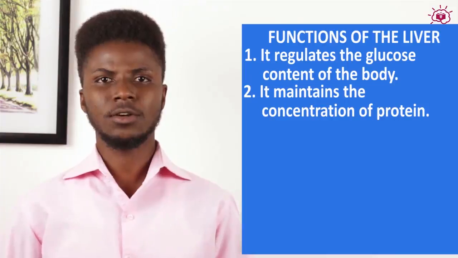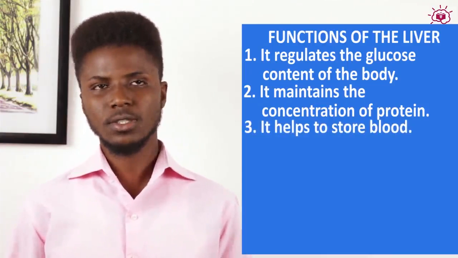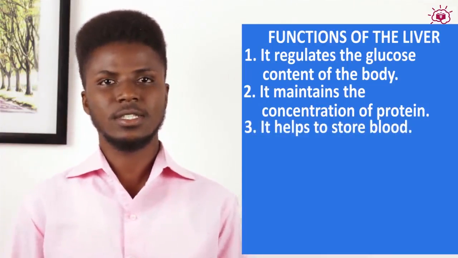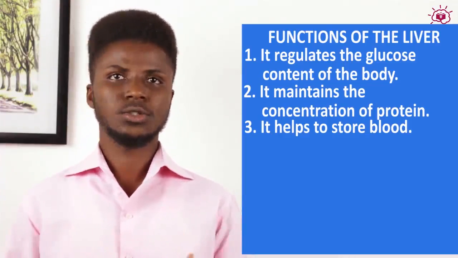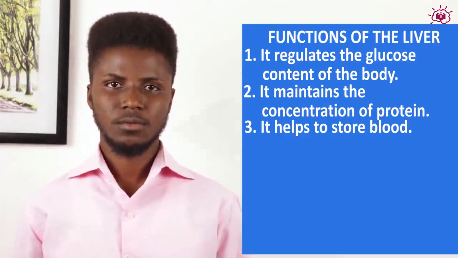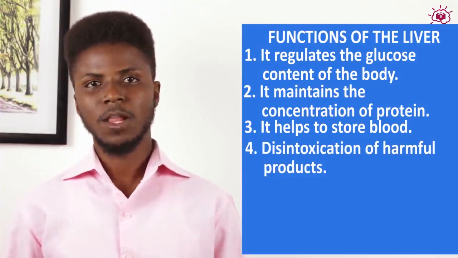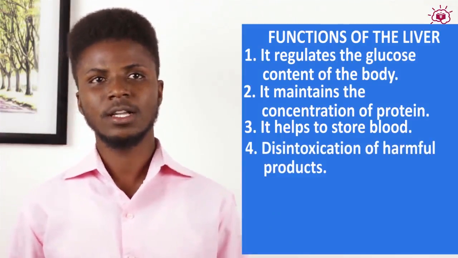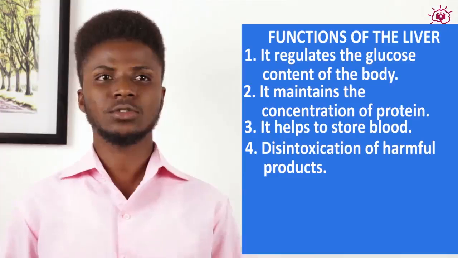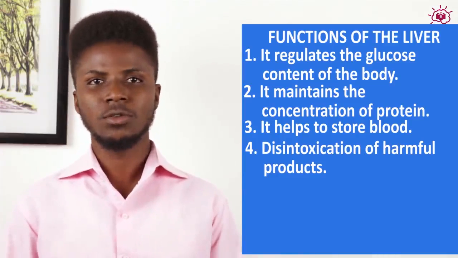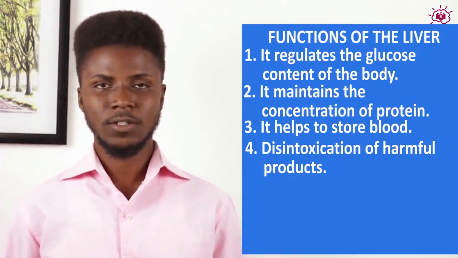Another thing the liver does is that it helps to store blood. After blood has been produced and blood is in excess in the body, the liver helps to store this tissue that is important to life. Another function the liver performs is detoxification of harmful products. For example, when we take drugs and the drugs have finished doing their work, they are sent to the liver where they are destroyed and converted to less harmful products that can further be excreted out of the body.